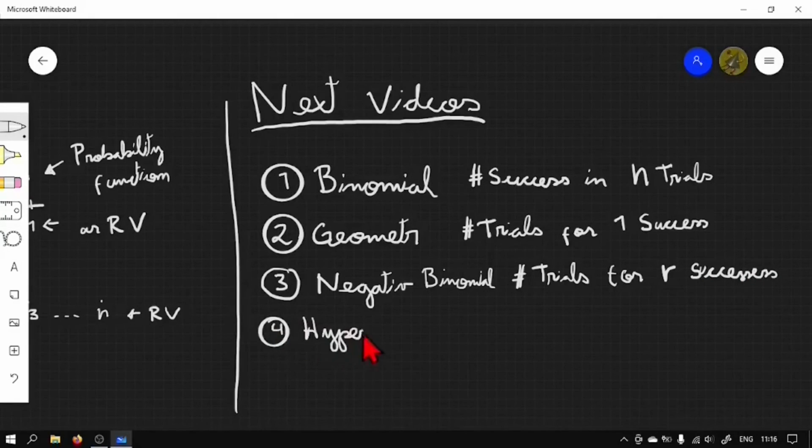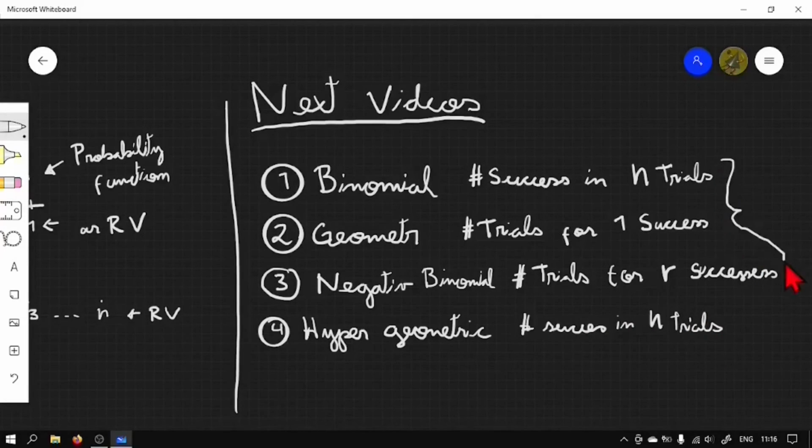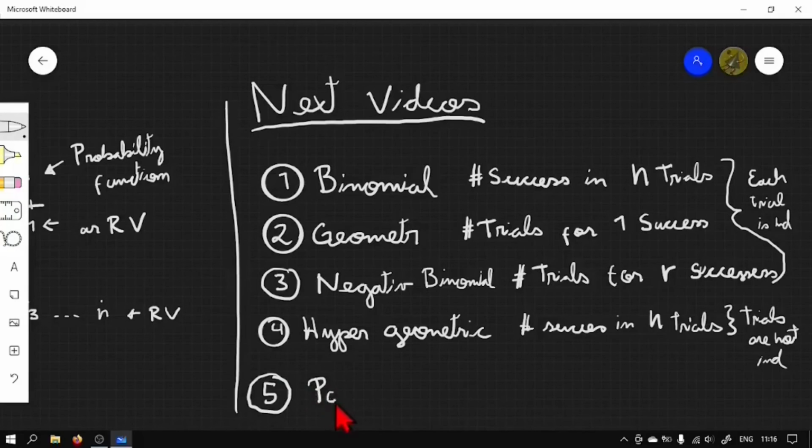Then we have the hypergeometric, and this is also the number of successes in n trials, but the difference with the binomial is that in that one each trial is independent, and in this one the trials are not. And the fifth one is the Poisson distribution, that is the number of successes in an interval of time.